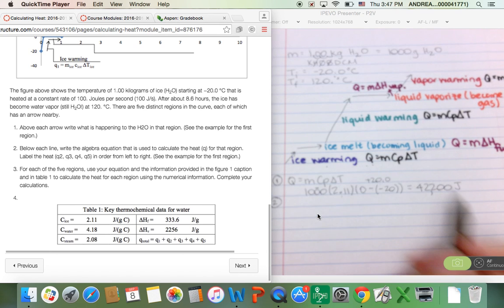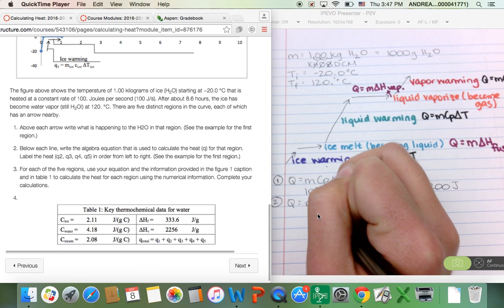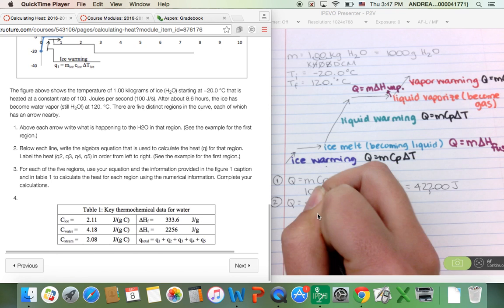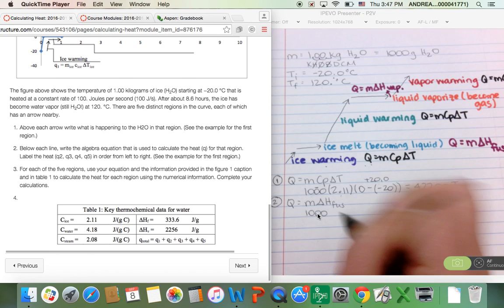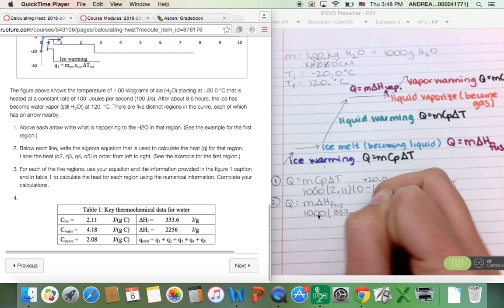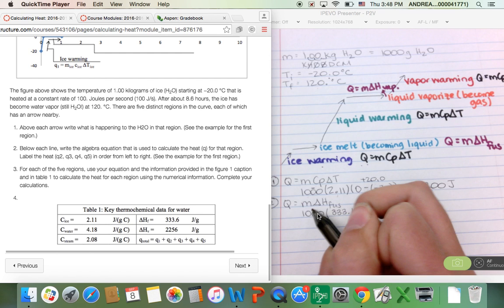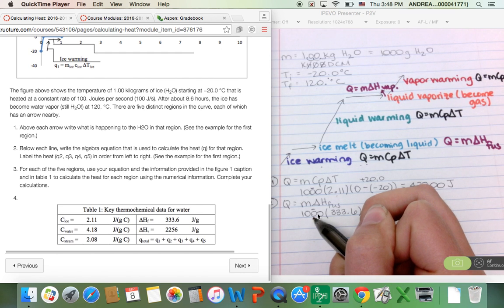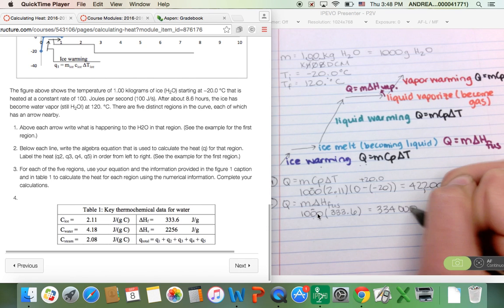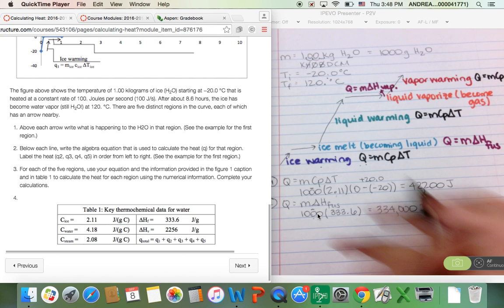For the second part of our graph, we have ice melting, so I'm going to use Q equals M delta H of fusion. My mass is still 1,000 grams, and my delta H of fusion is 333.6. Again, to 3 sig figs, I get 334,000 joules.